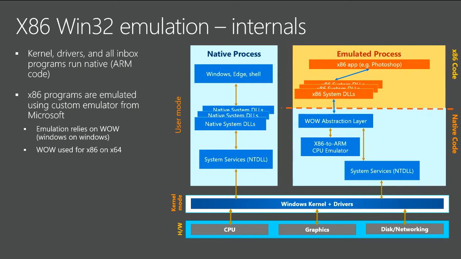In an emulated process, it runs on top of our WoW layer, which is Windows on Windows. It's a similar infrastructure to what we have on x64 PCs to run x86 apps. In these apps, you'll have x86 code, so the app executable and the system binaries that you saw here, we have the x86 versions. And then you have a second part of the process, which is all native code. You have the WoW abstraction layer, which I'll talk about in a minute.